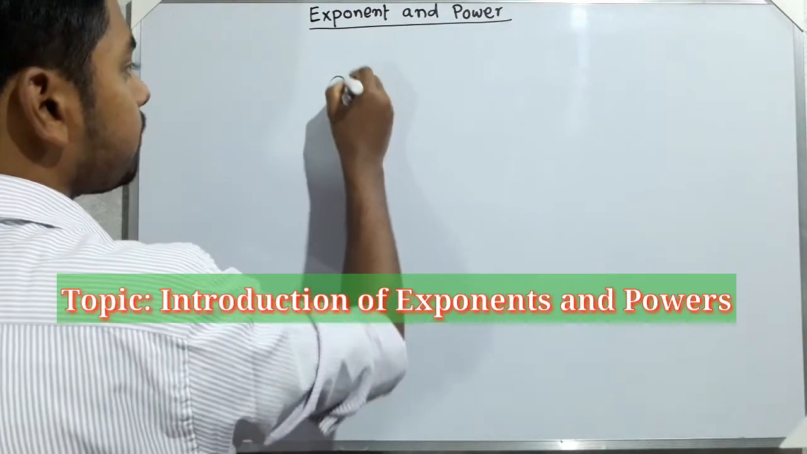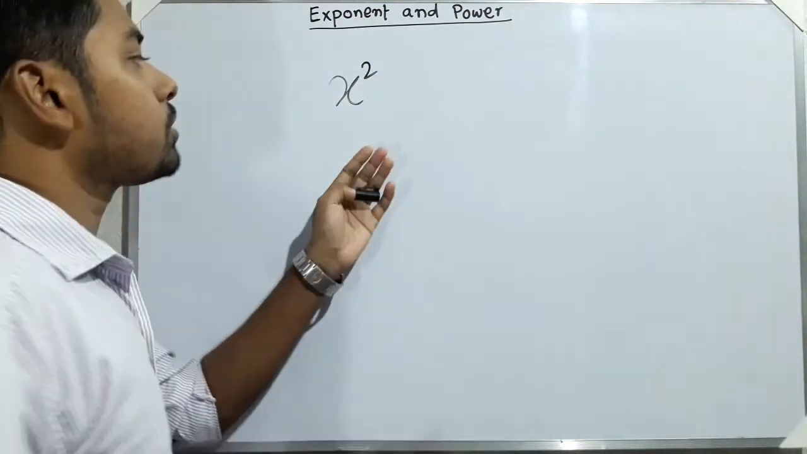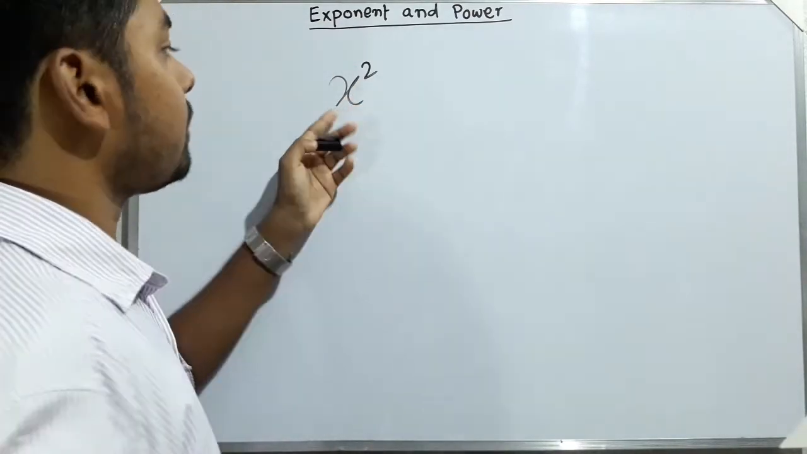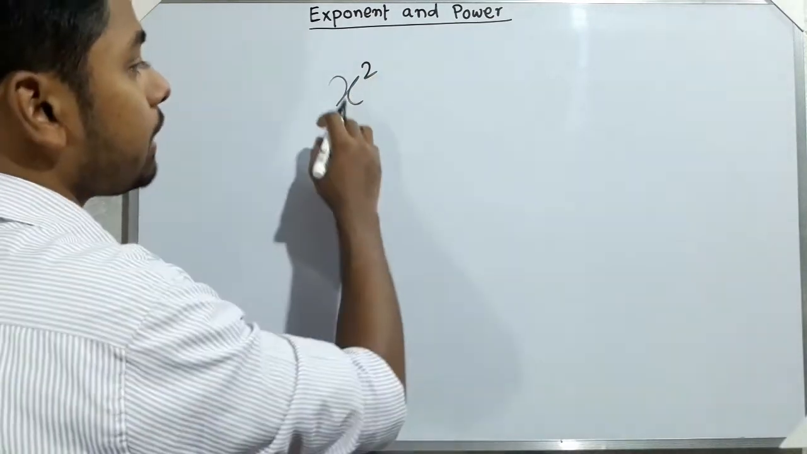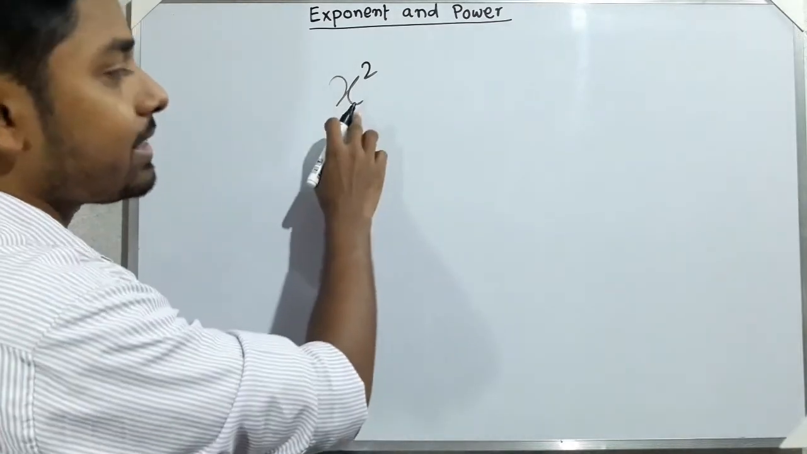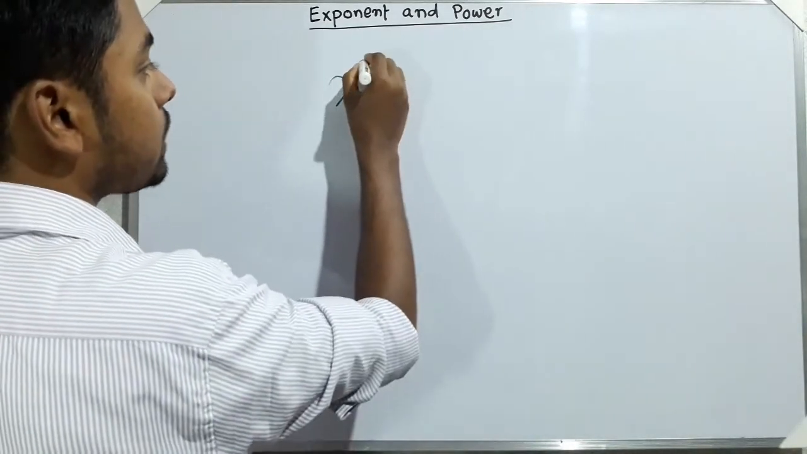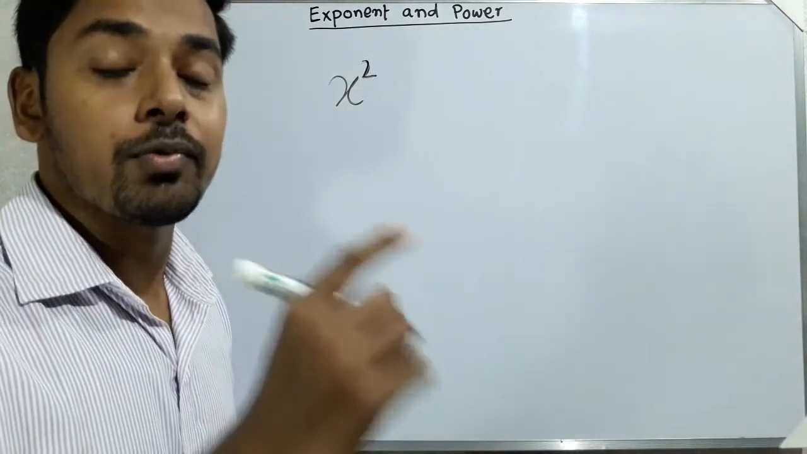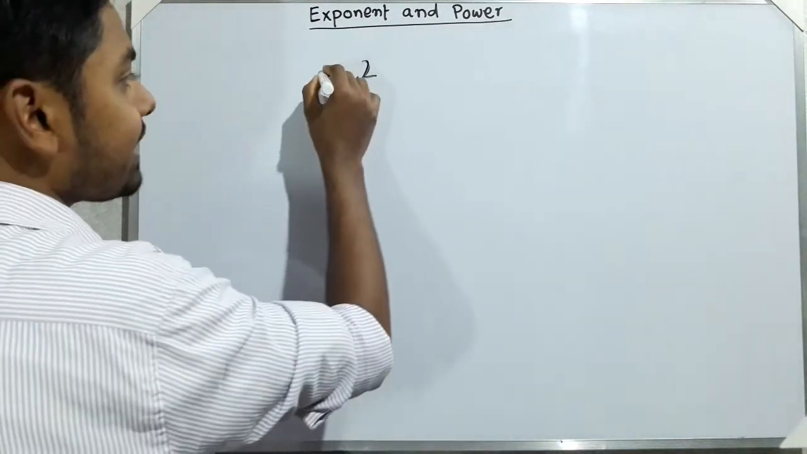Suppose I'm writing this. In many books you have seen this type of thing: x with a 2 here, otherwise x with a 3, x with a 4. This type of number is called x to the power 2. Here this is called x to the power 2, or it is called x square. So first of all, what is x here?